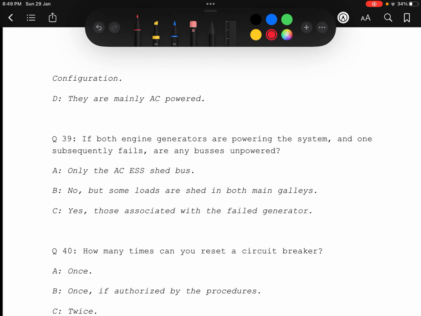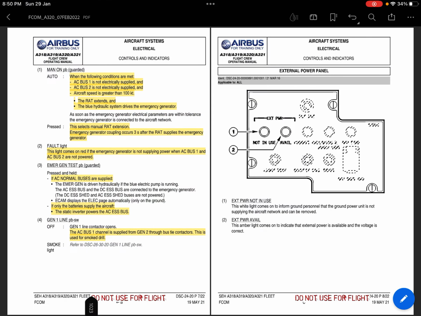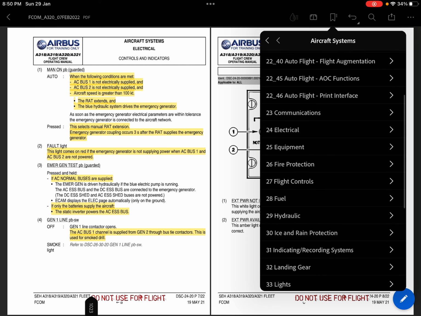If both engine generators are powering the system and one subsequently fails, are any buses unpowered? What do you think? No, definitely not. When any of the generators fails, another takes over, right? But yes, there will be some automatic load shedding that will occur automatically. We also call it partial galley shed, right? Okay, we'll go to the FCOM and we'll try to answer this question from the diagram itself, right?